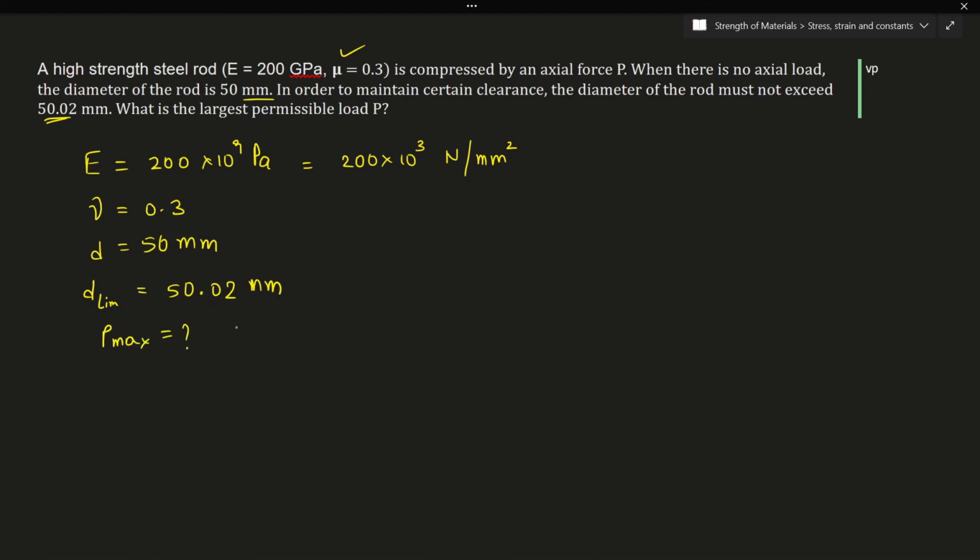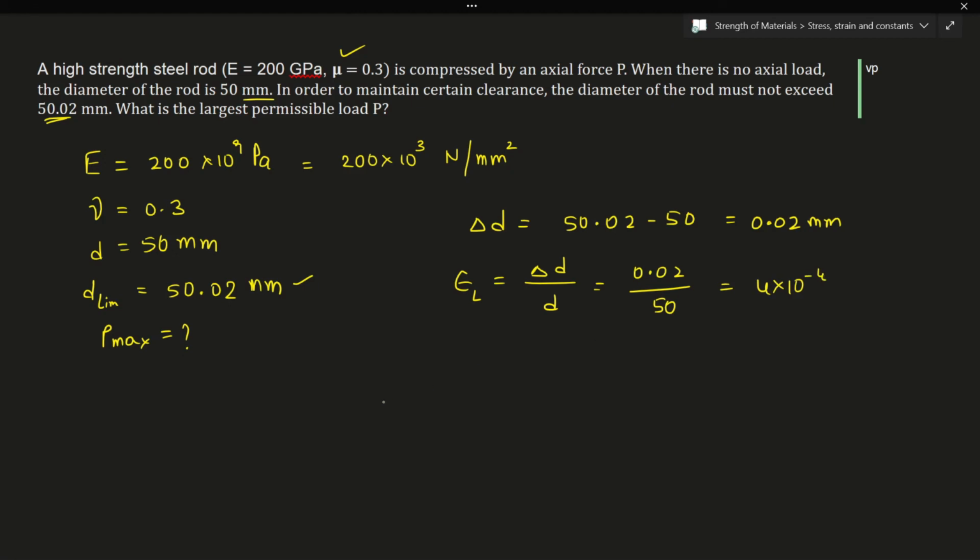Here let me calculate the lateral strain using this value. For that I'll have to calculate the delta D value. Delta D would be equal to 50.02 minus 50, so that would be equal to 0.02 mm. This is the change in diameter. Change in diameter divided by the original diameter is the lateral strain. Delta D divided by D is 0.02 divided by the original diameter 50, so we have 4 into 10 to the power of minus 4.